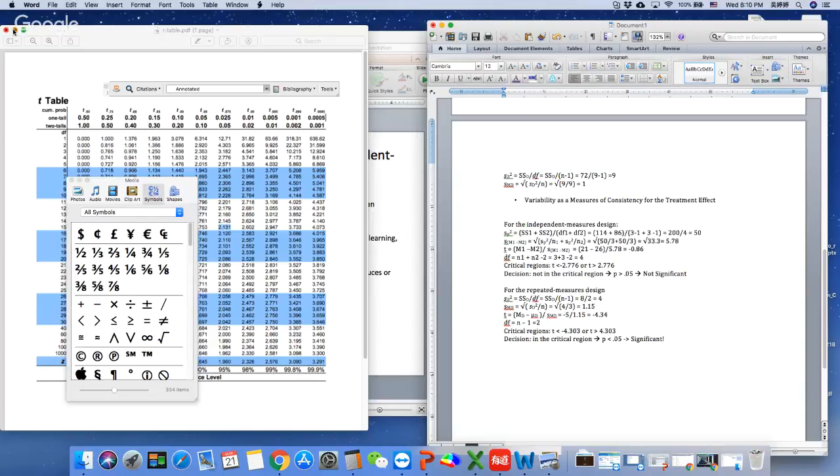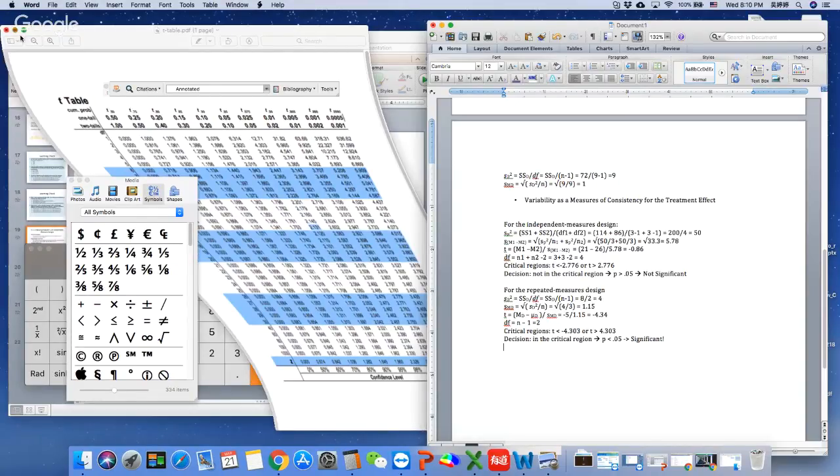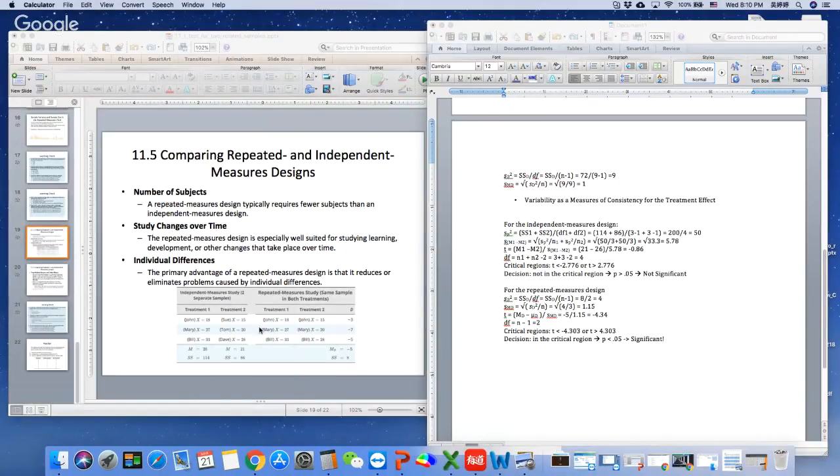So based on this example, we see here, even though the raw data are exactly the same, right? We have exactly the same 6 values between these two examples. But if we use independent measure design, the treatment effect is not significant. If we use a repeated measure, means within subject design, the treatment effect is significant. So the repeated measure design is more sensitive to detect a treatment effect.